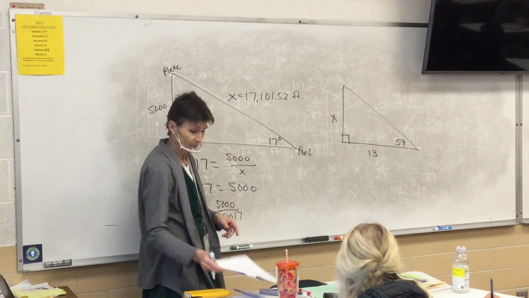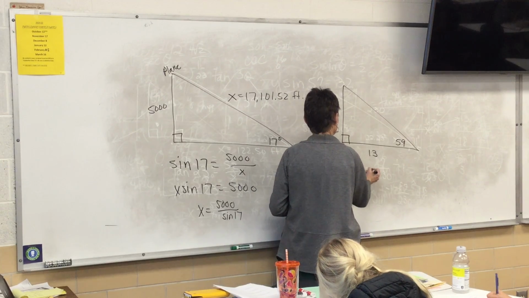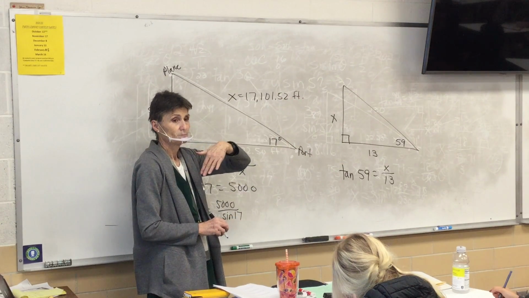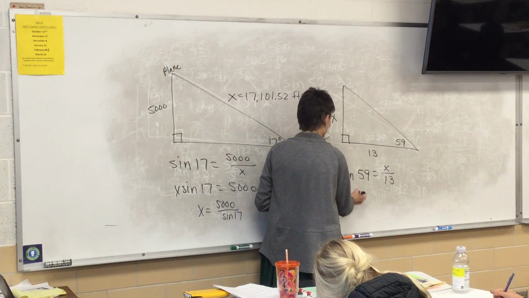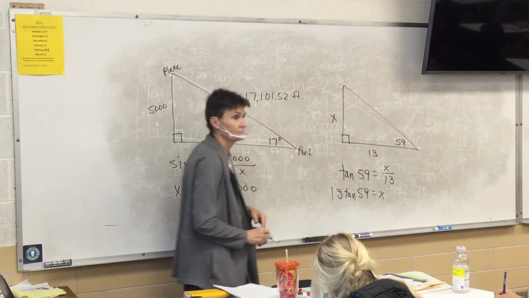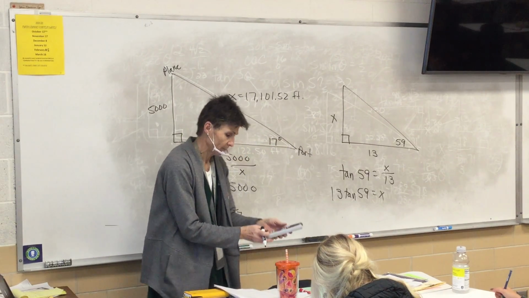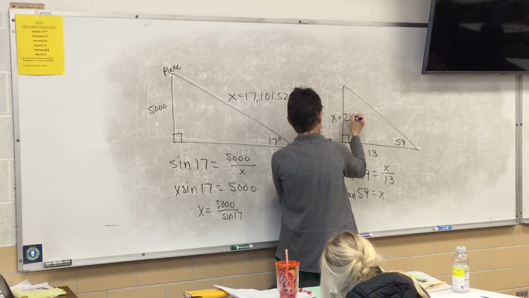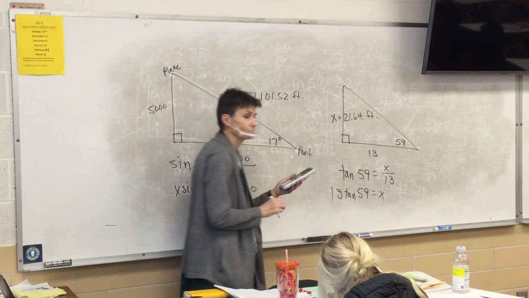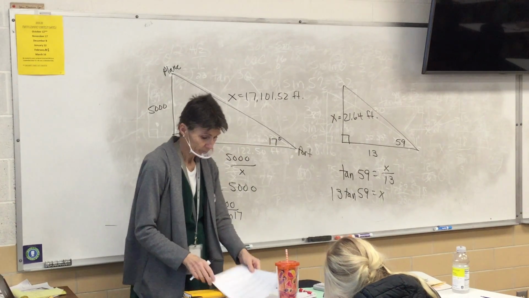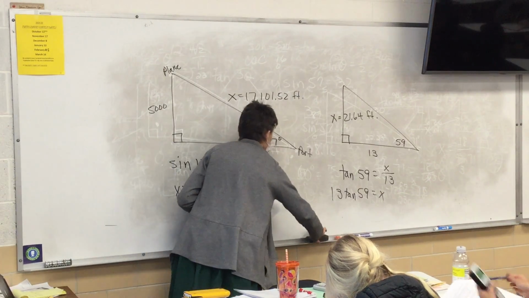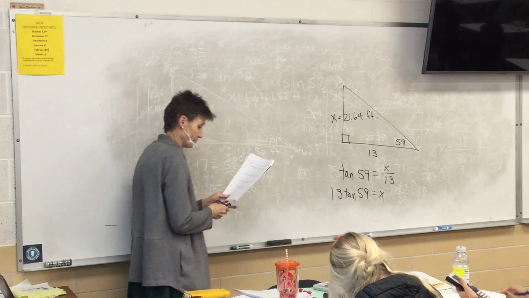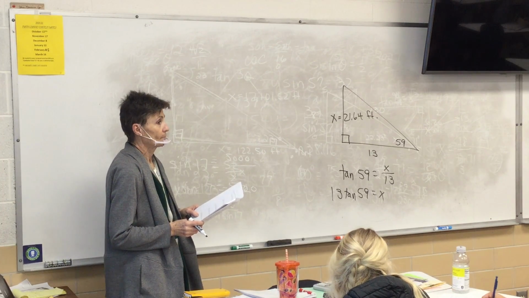Sine, cosine, or tangent? Tangent. So tan 59 equals x over 13. Did I go too fast? Is everybody clear on why it's tangent? So 13 tan 59 equals x. Just type it in. That's an easy one. 13 tan 59. The height of the flagpole is 21.64 feet. Everybody good with that?